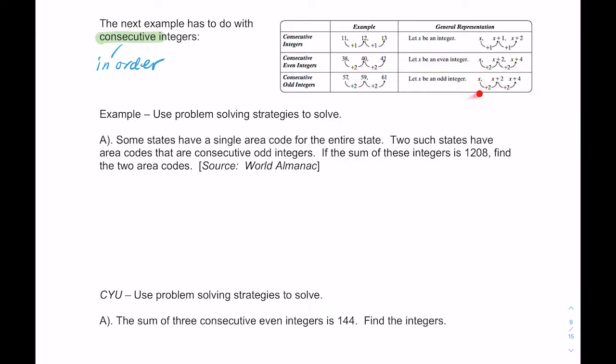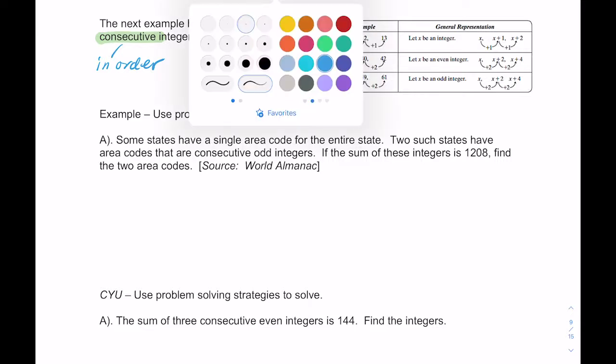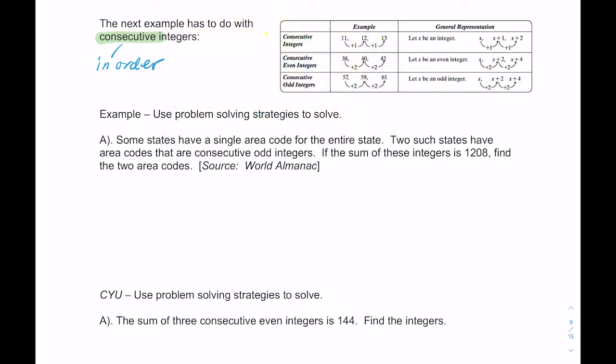Okay, same works for odds. No matter what odd number you start with, to go to the next odd, you have to add 2, and then add 4, and then add 6, and so on. Consecutive integer problems come up quite frequently in other courses, so this is something that you want to make sure you pay special attention to.